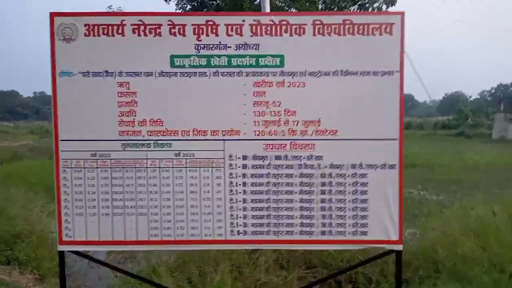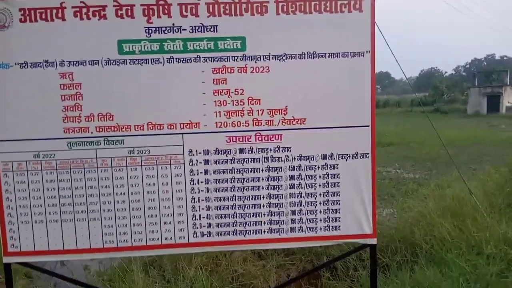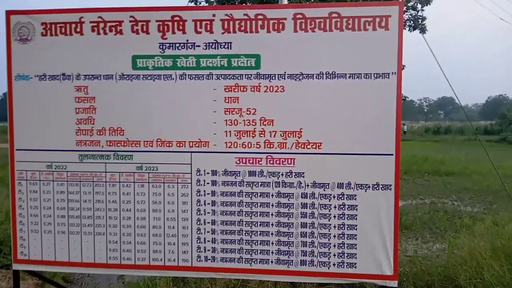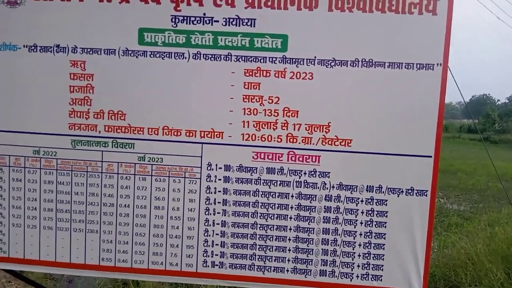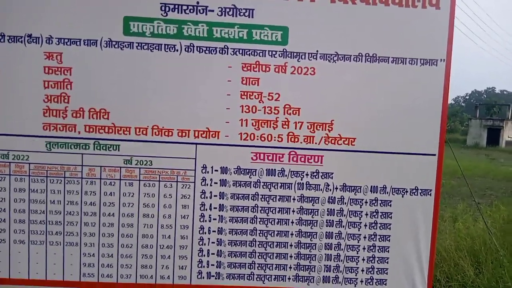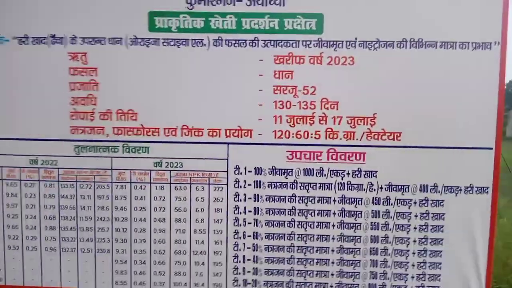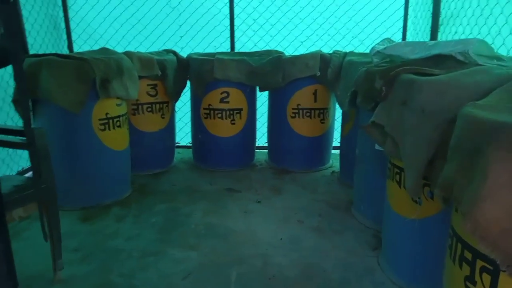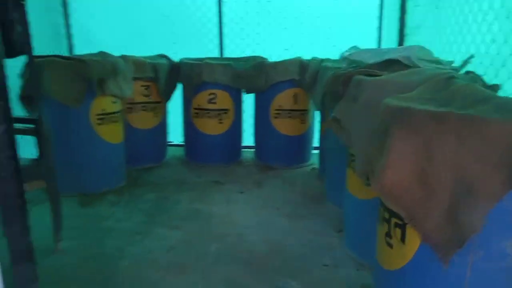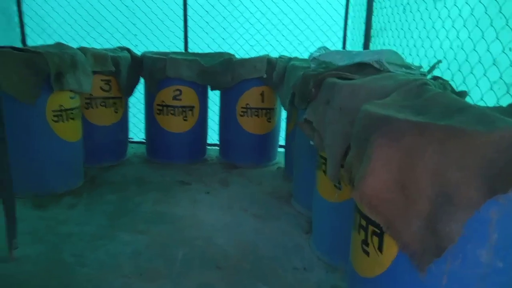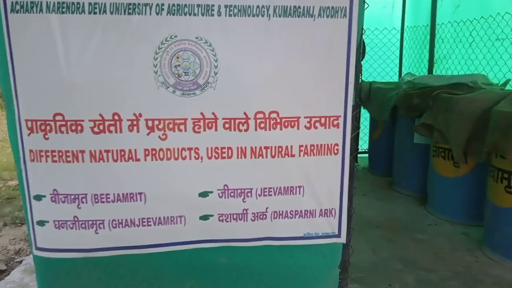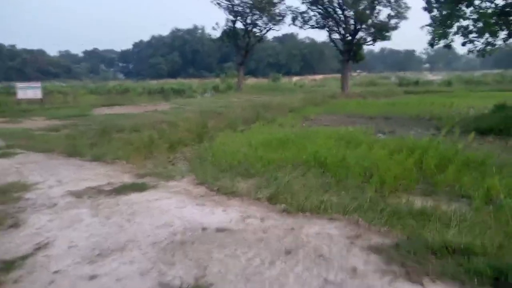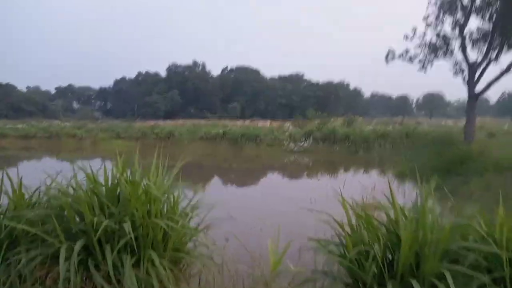As you see the data of these crop plots, seasonal crops, the crop is rice variety Suryo 52, the time period is 130 to 135 days, the time of sowing is 11 July to 17 July, and the nutrient ratio is 16:5 kilogram per hectare. And this is the nutrient for natural farming, called Jiva Amrit. This is the only source of application in these plots. So it is called Jiva Amrit. It is a scheme to support and promote, in a way, natural farming.